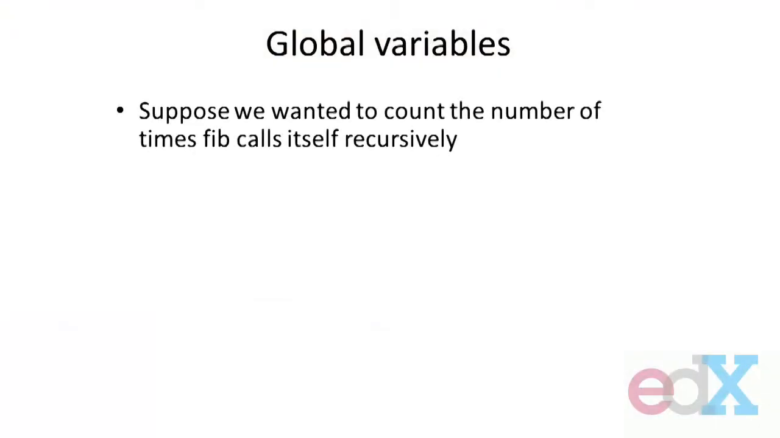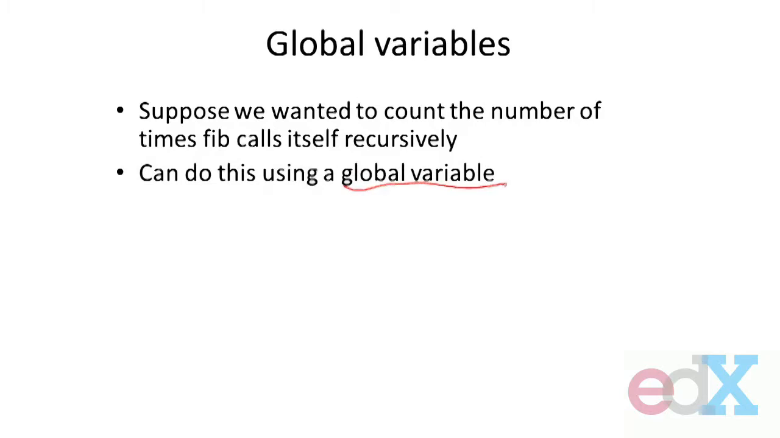When we ran Fibonacci, we might have noticed that as we made the arguments larger and larger, it slowed down, which is not surprising. It's calling itself multiple times. And suppose we wanted to actually count the number of times that Fib called itself recursively. There are multiple ways of doing it, but one of the ways in which we can do this is to use what's called a global variable. What does that mean?